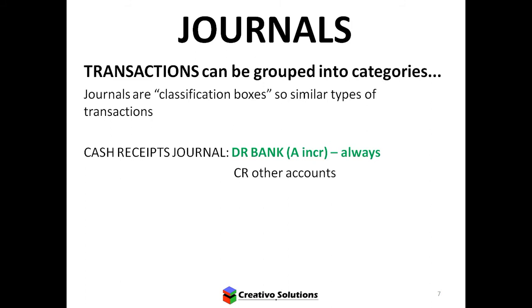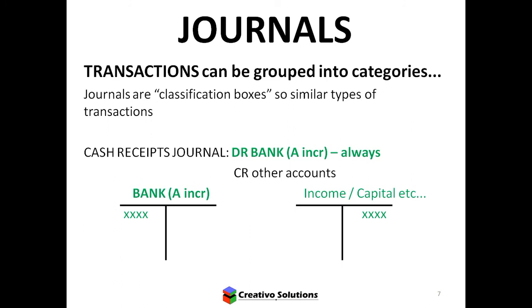In a cash receipts journal, we're always going to be affecting bank positively, and we'll be affecting another account. It could be income, it could be capital, or it could be anything else that would have a direct impact on bank in a positive or favorable way.